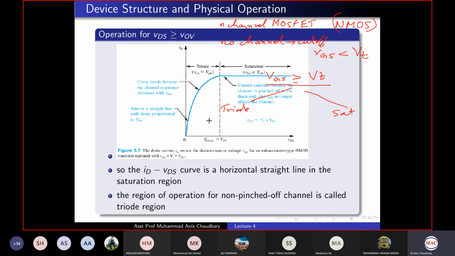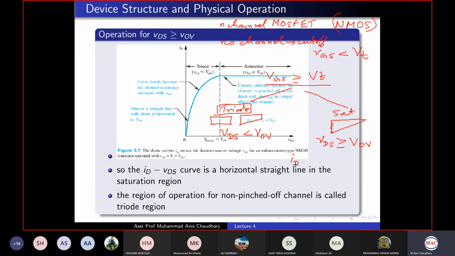So triode mode of operation means the channel is either uniform depth or tapered. So ये दोनों cases triode के अंडर cover होते हैं. So mathematically this means VDS is less than VOV. Saturation means the channel is pinched off. Pinched off channel means channel depth has reduced to zero at the drain end. Mathematically that means VDS needs to be greater than or equal to VOV.